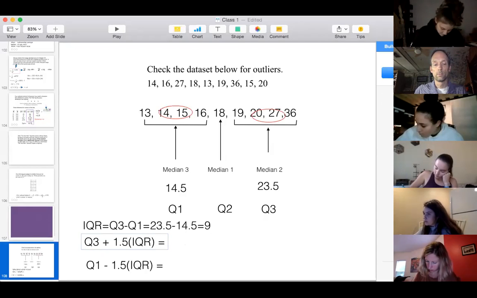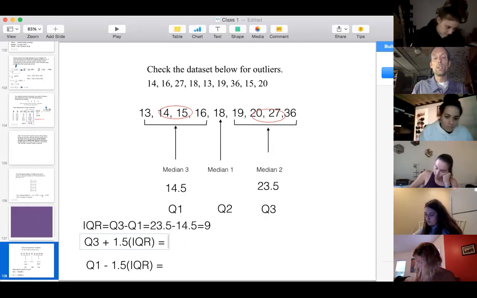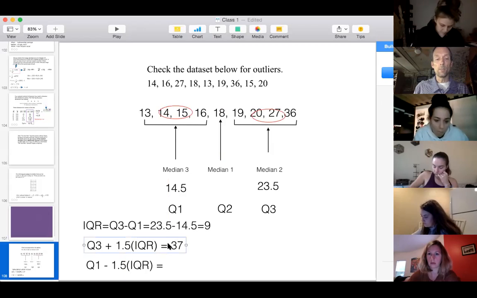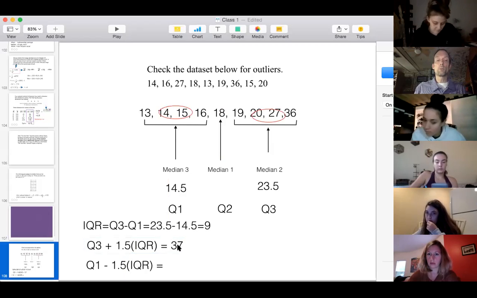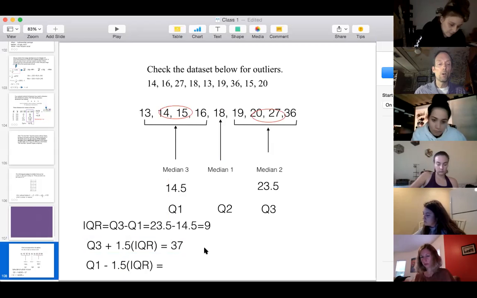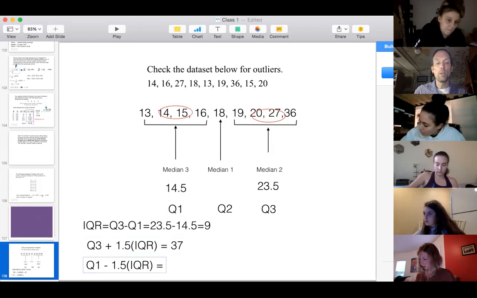Is it 37? Okay, are we all getting 37? I frankly don't know what the answer is. I'm going to propose that's the answer. Yeah, I got 37 as well. Excellent. Is everybody okay with just writing it in as 37, or does anybody want to see the actual computation filled in? All right, seems like we're okay there. Let's go ahead and work on the next one here. The Q1 minus 1.5 times the IQR. Let's see what we get there.